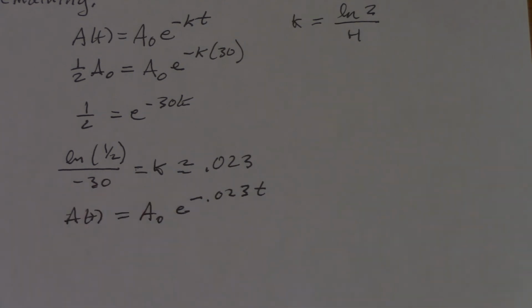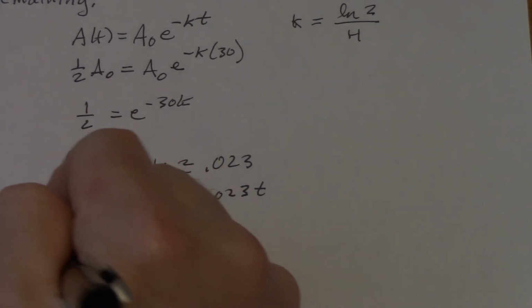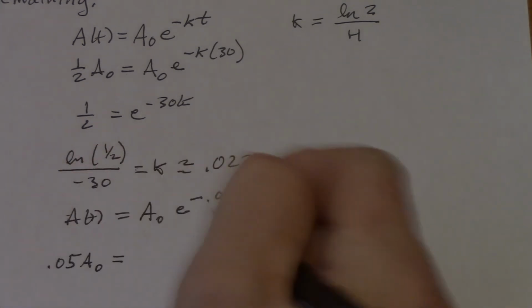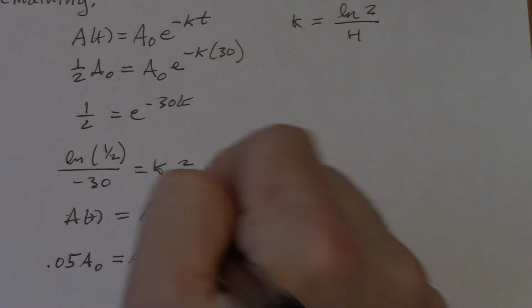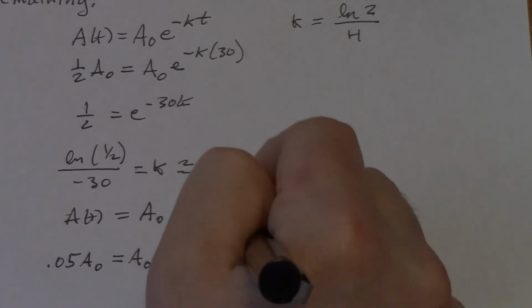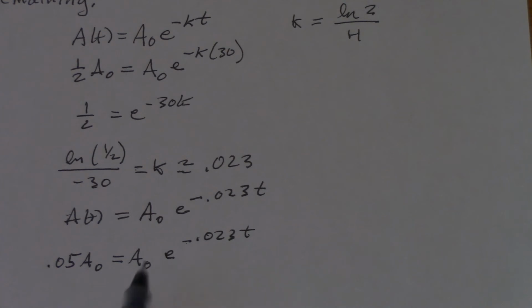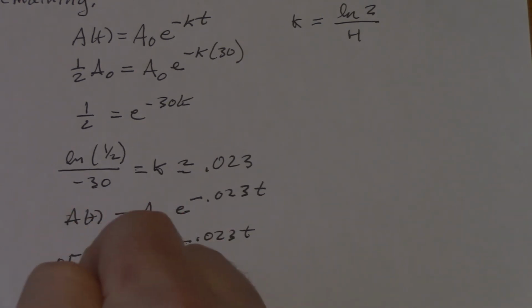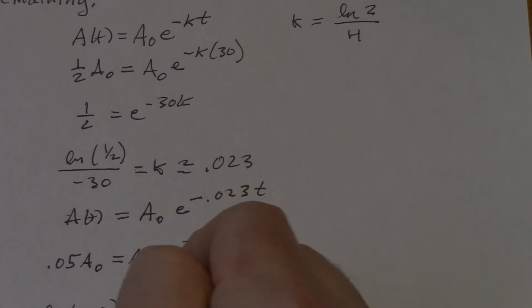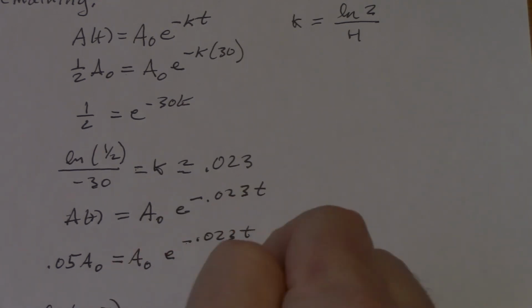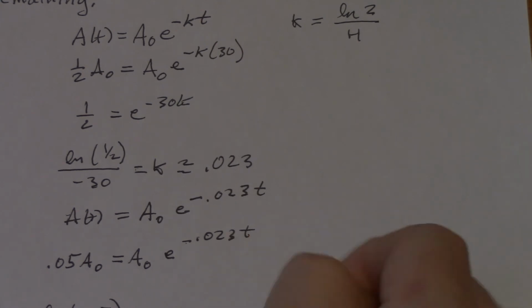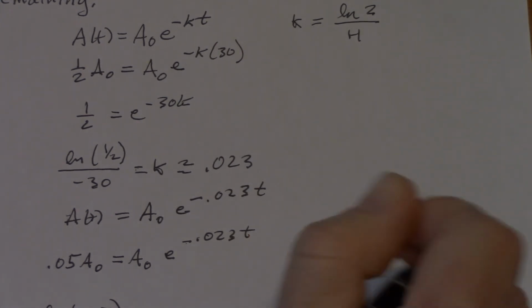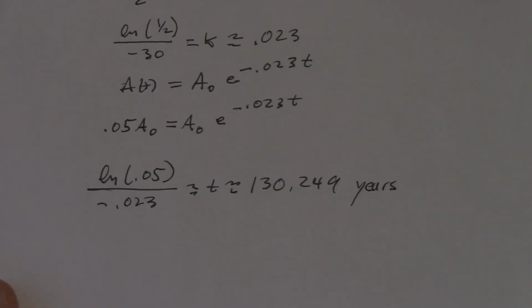All right. Now we can answer the question. We want to know how long it takes for 5% to remain. So 0.05 A0 = A0 e^(-0.023t). And we can do the same trick. We divide by A0, take natural log, divide by that number, and so I'm going to go straight to the chase. So natural log of 0.05 divided by negative 0.023, that's roughly what t is. I did it on my calculator, and I got 130.249-ish years.